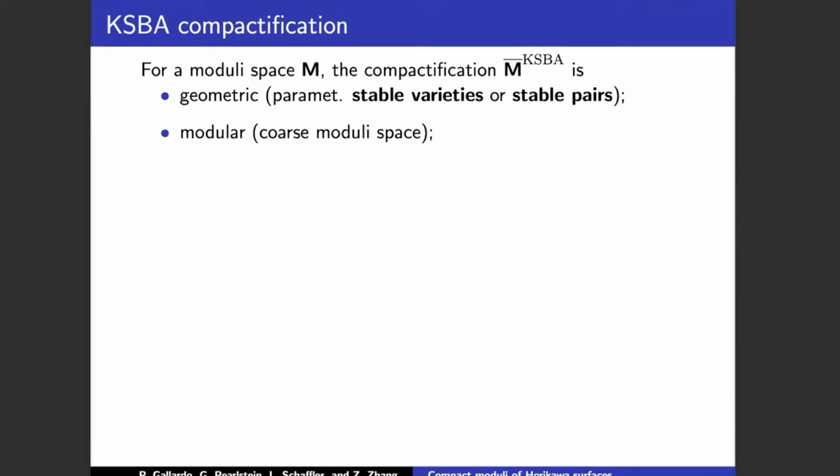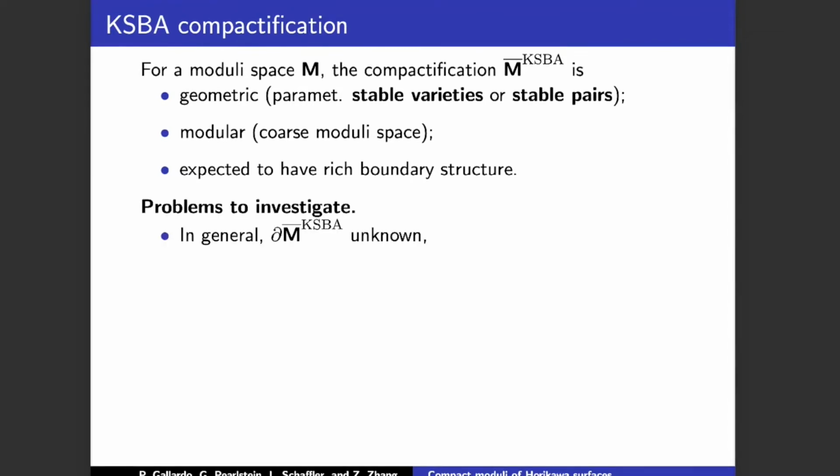We have a coarse moduli space, so it's well behaved with respect to families. And also, given our experience with M_g,n bar, this compactification is expected to have a rich boundary structure, which means divisorial boundary with an interesting combinatorial structure to study, as in the case of M_g,n bar. Along with this, there are also some interesting problems to consider and investigate. Starting from the fact that in complete generality, the structure of the boundary of this compactification is unknown a priori.